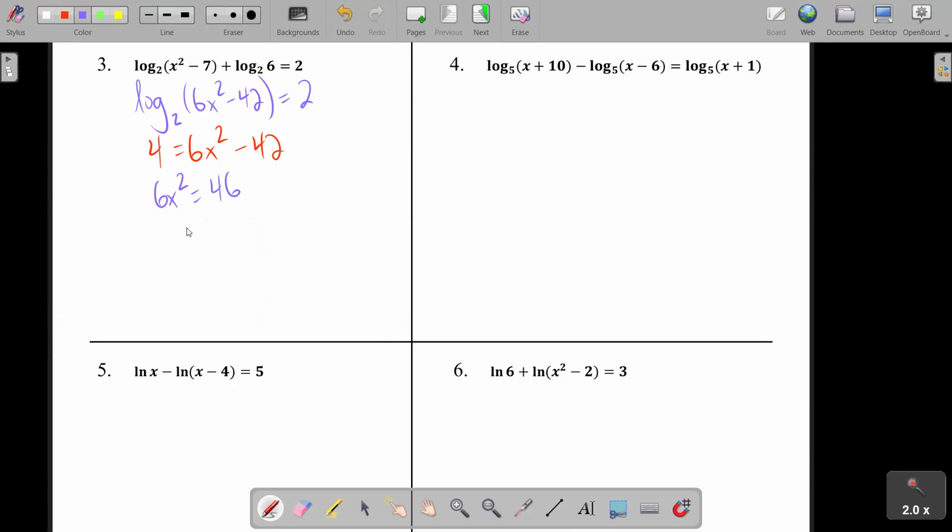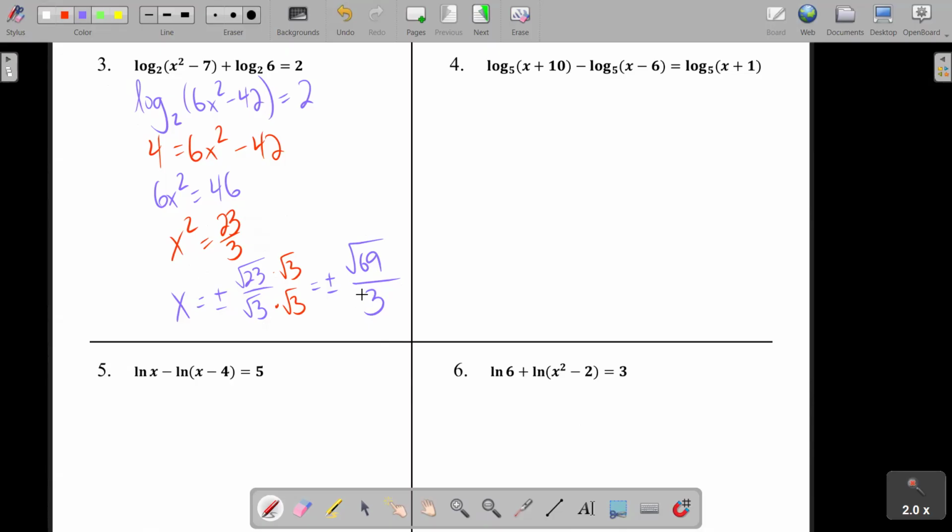And then when you divide both sides by 6, you wind up at x squared equals 23 divided by 3. And it's at this point that you take the square root of both sides. And you wind up with x equals plus or minus root 23 over root 3. But you'll recall that we can't leave the root in the bottom. So we multiply the top and the bottom, and we wind up with a final answer of x equals plus or minus root 69 over 3.